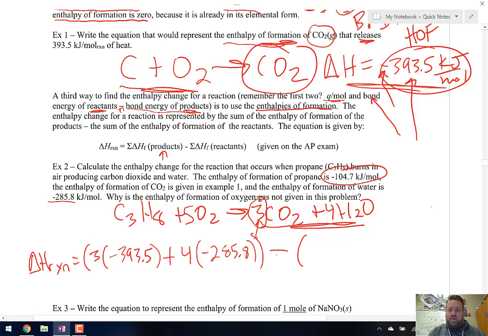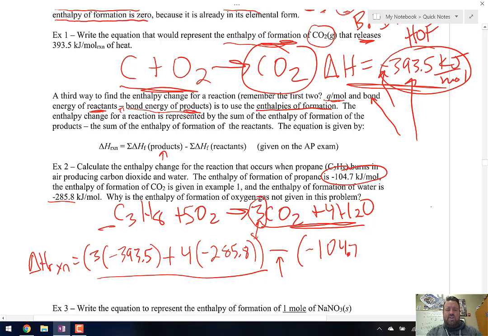So watch what I do here. I've got products minus reactants, and so the reactants are negative 104.7. I'm just putting in exactly what they give me. And there's only one propane, so I don't multiply that number by anything. Okay, and then I look and I go, oh, I should go 5 times O2, but they don't give me any value for O2.